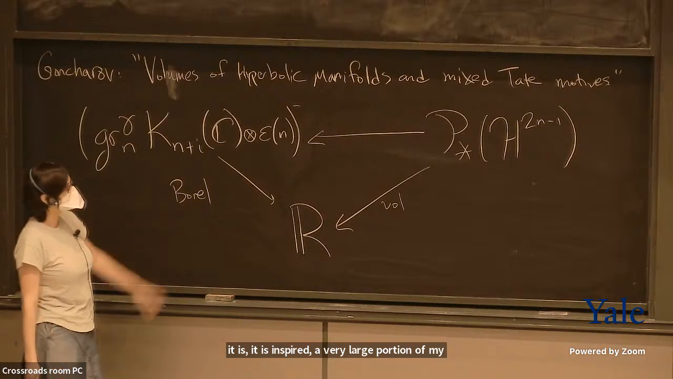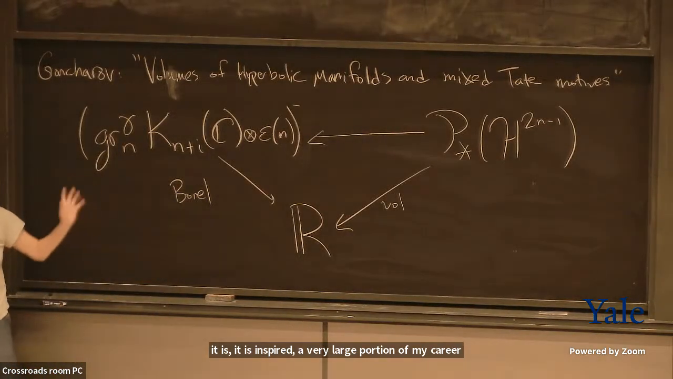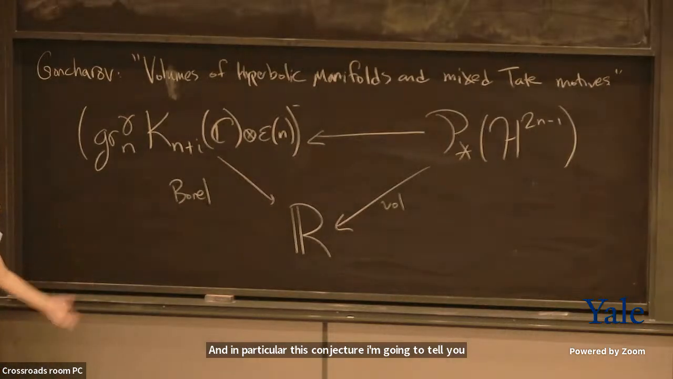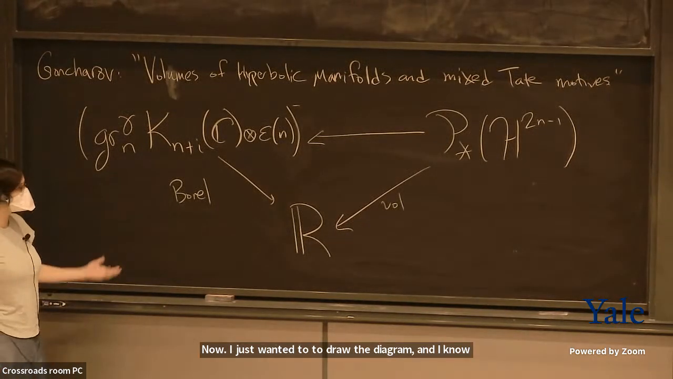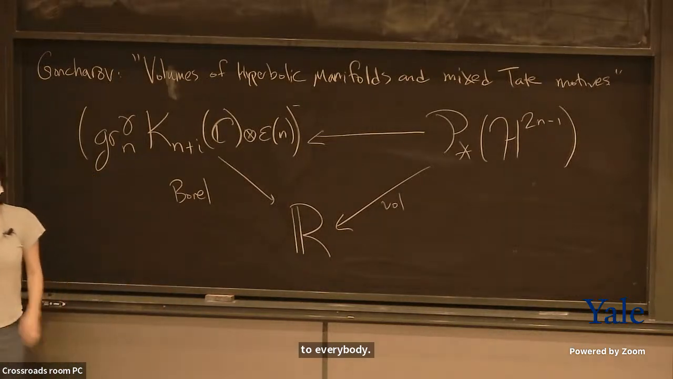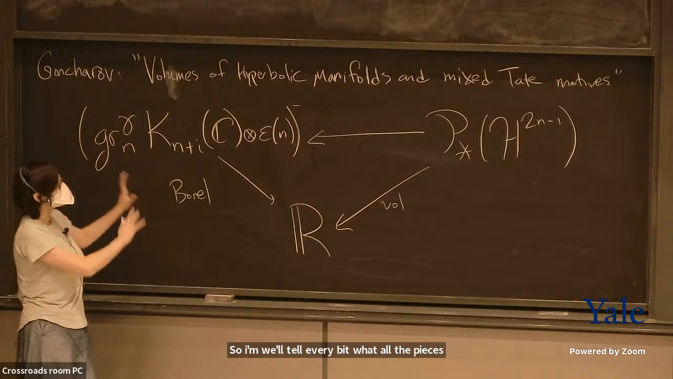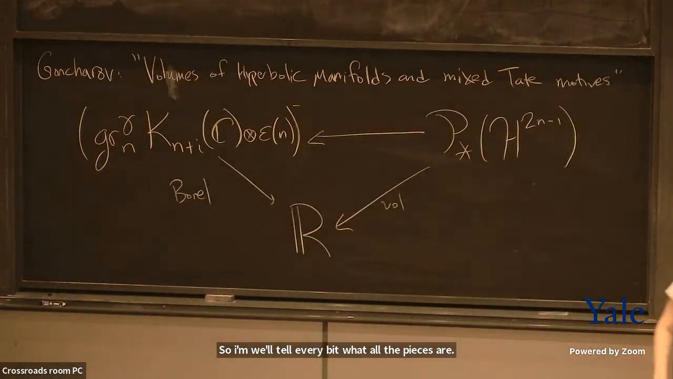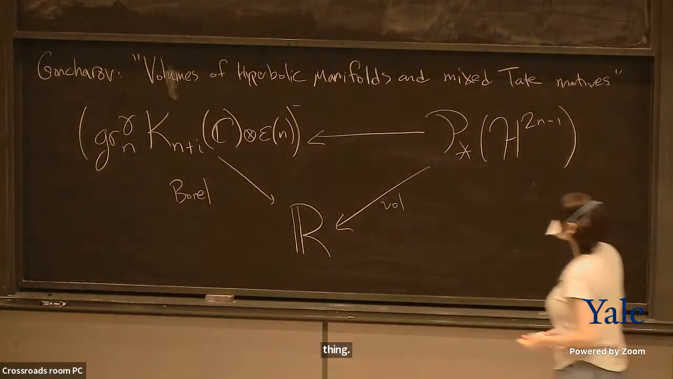In particular, this conjecture, I'm going to tell you what the conjecture is right now. I just wanted to draw the diagram. And I know that almost none of the objects in here are probably known to everybody, so we'll tell everybody what all the pieces are. But I did want to just show this. These are completely unconnected things. So I want to start by just vaguely talking about these conjectures.